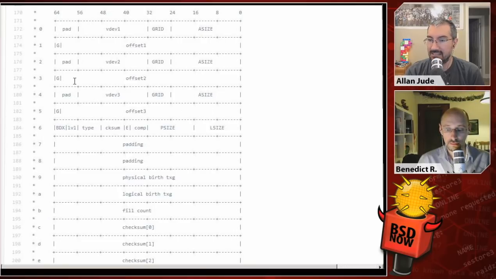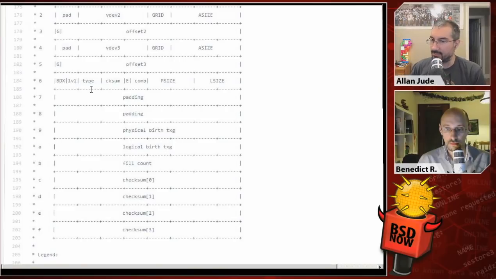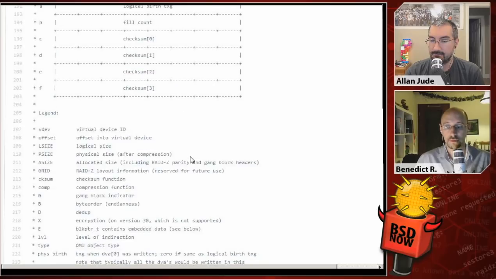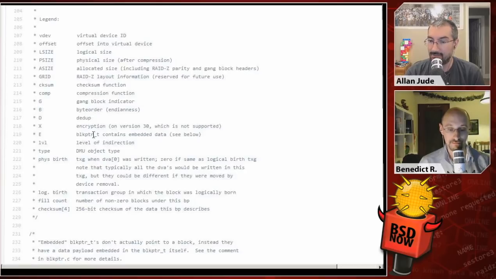Then you have a couple more flag fields, the level, so for each level of indirection the level number goes up, what type the block is, what kind of checksum it is, if it's an embedded block pointer, what compression algorithm it's using, the physical size, and the logical size. Then there's some padding. It's basically not used, but will be available for some invention in the future. The physical and logical birth times, the fill count, and then the 4 separate 64-bit chunks that make up the 256-bit checksum. And then there's a flag that controls the byte order, whether it's big endian or little endian, a flag to mark whether this block is participating in dedupe or not, if it's encrypted or not, if it contains embedded data, etc.